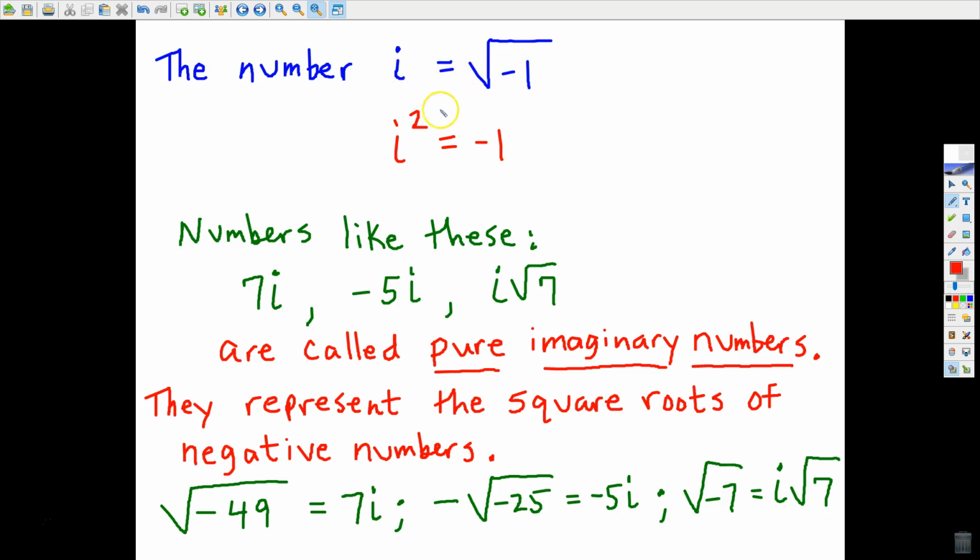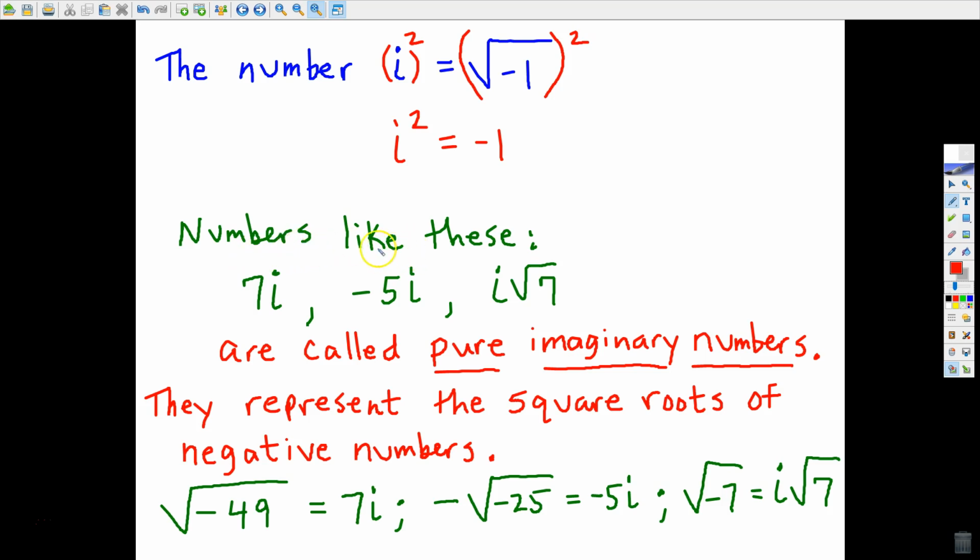From that statement, we can come up with another truth. Just think about using some algebra. If I wanted to remove the radical by raising both sides of this equation to the second power, then I get another true statement, which is here. i squared is equal to negative 1. So those two little equations are going to be used a lot in this lesson and in other lessons down the road.